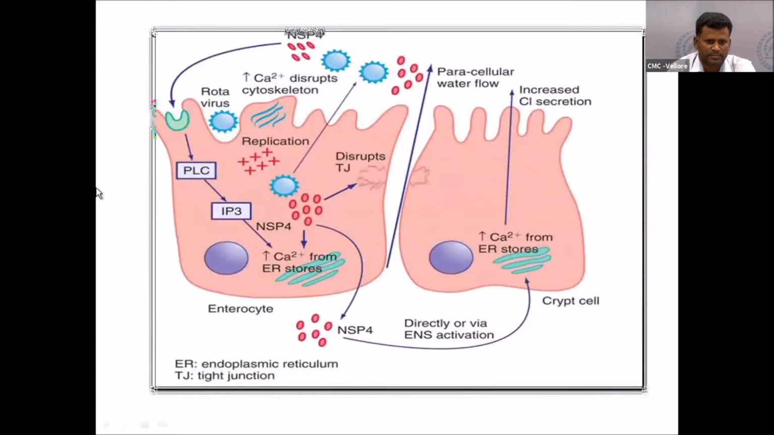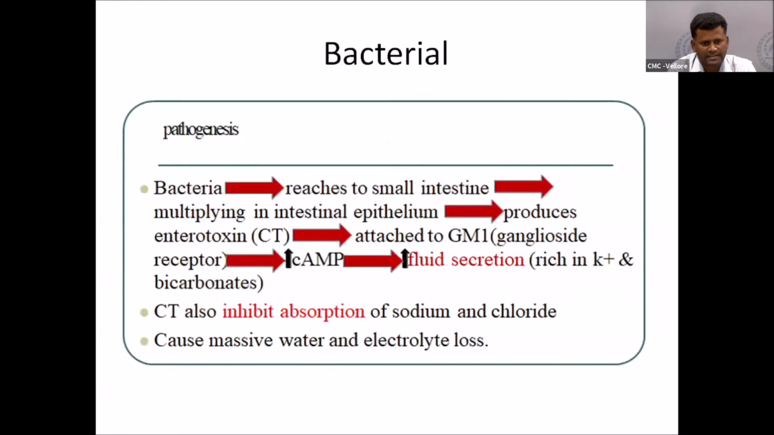So this is the rotavirus pathophysiology. The rotavirus enters the enterocytes, and the non-structural protein 4 causes a break in the tight junction, and it also increases the calcium influx, thereby causing chloride and sodium efflux, and water also follows, and then diarrhea happens. In bacteria, once the bacteria reach the small intestine, they produce enterotoxin, mainly the cholera toxin we are talking about, which activates cyclic GMP and cyclic AMP, thereby causing a lot of fluid secretion. It also inhibits the absorption of sodium and chloride.